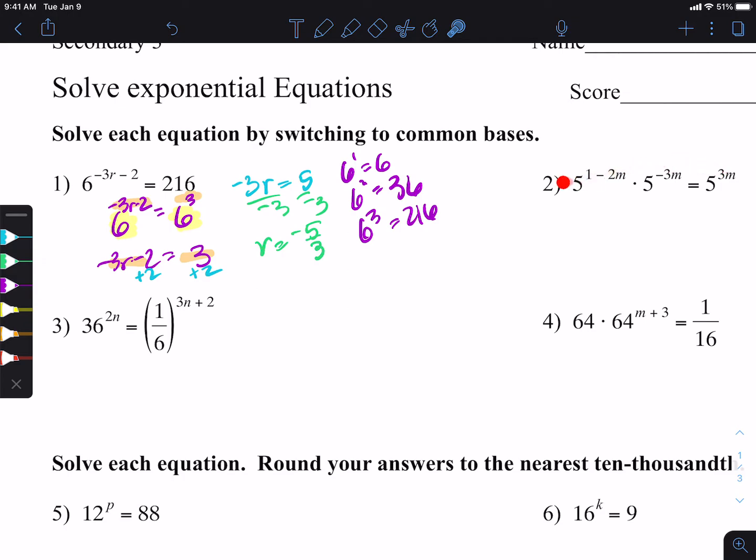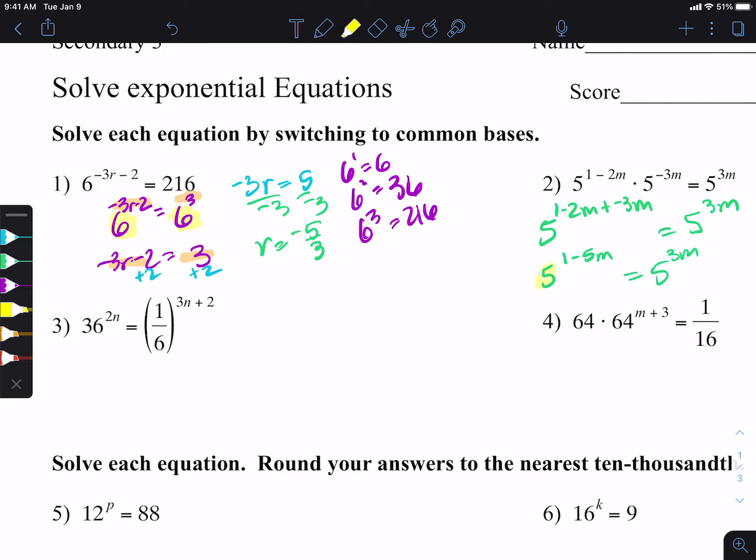Now, if we look at this next one, notice here that I need to combine these first, right? Both of these are the same bases, so I can combine those. Remember, when you have the same bases and you're multiplying, you add the exponents. So this will turn into 5 to the 1 minus 2m plus negative 3m equals 5 to the 3m. Okay. So if I simplify, we've got the negative 2m and the negative 3m that are like terms. So we have 5 to the 1 minus 5m equals 5 to the 3m.